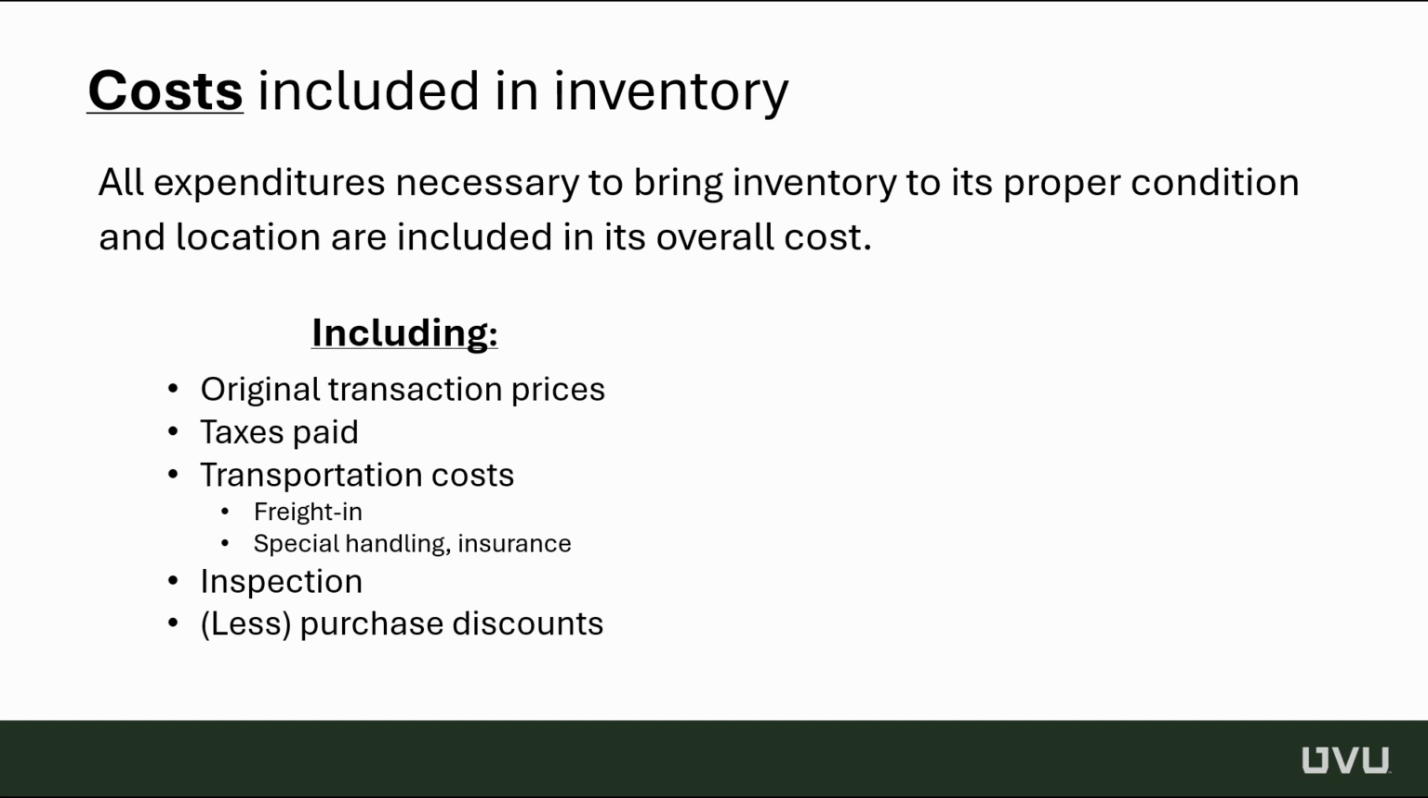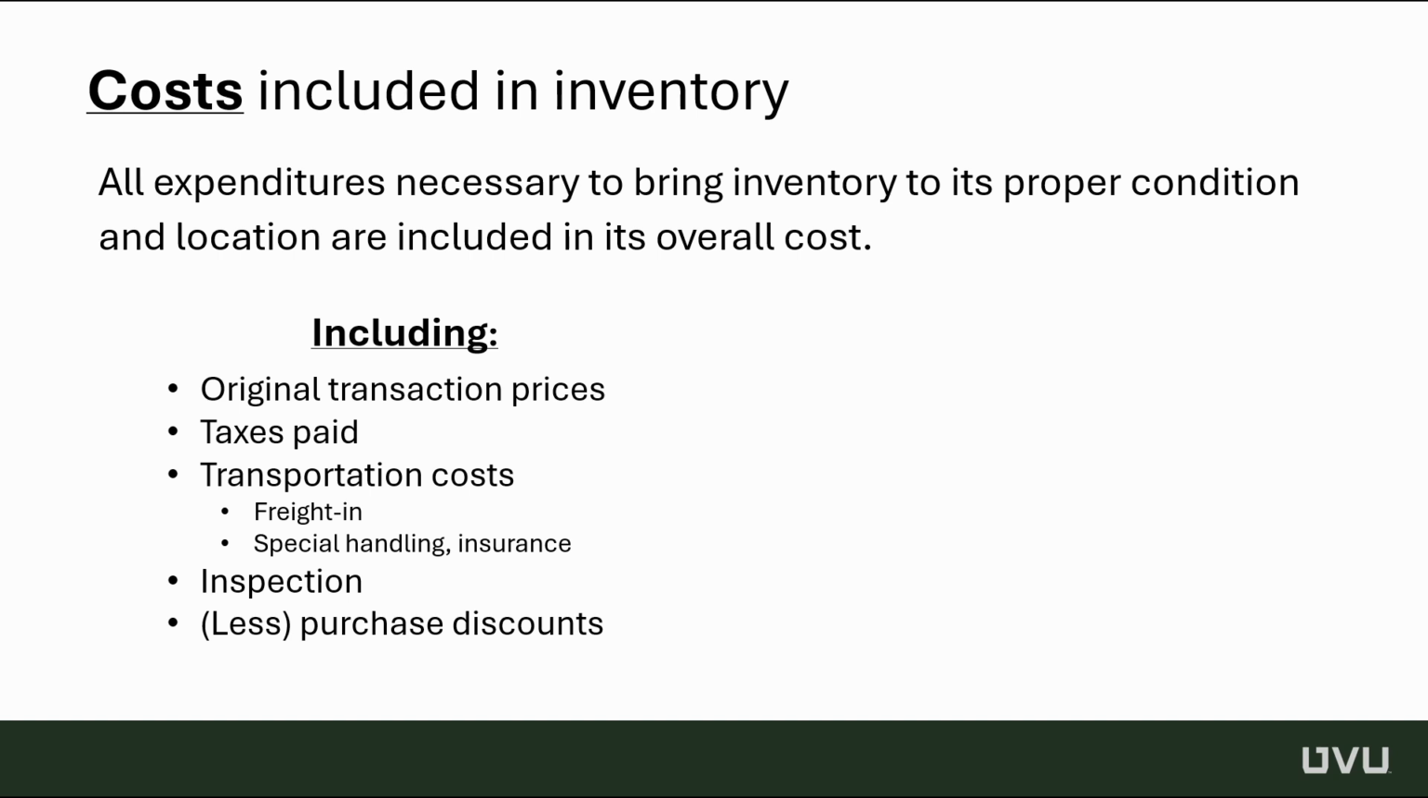So generally, this would include a variety of costs. Most obviously, the original transaction price that you are purchasing the inventory for, but it can also include other expenditures, like the taxes you paid on the goods. This could include both sales taxes, or if you're importing goods from overseas, any duties or tariffs paid. There's also a variety of costs related to the inventory's logistics and transportation.